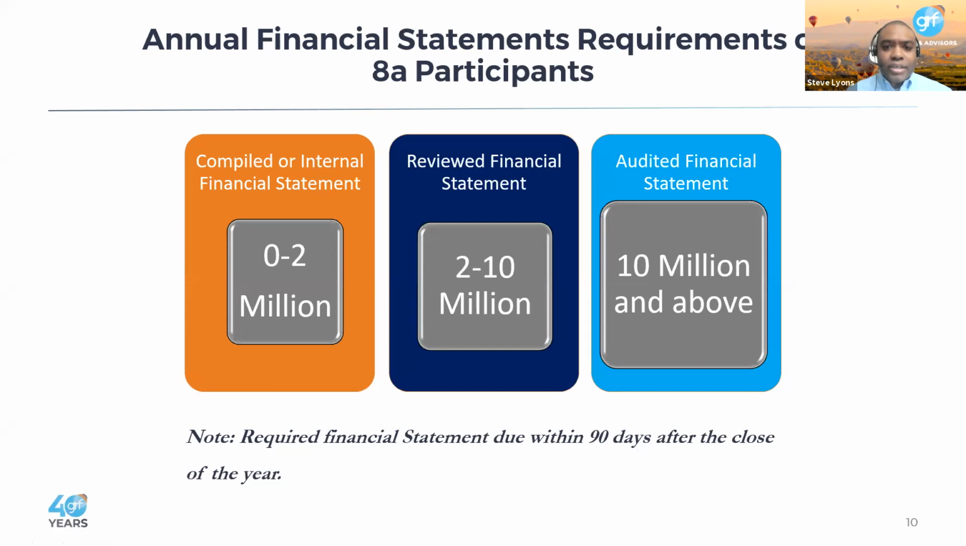Some additional notes here: the financial statements are due to the SBA within 90 days of the end of your accounting year. However, if you can't meet that deadline, you are able to apply for an extension, or be granted an extension, to submit the financials.